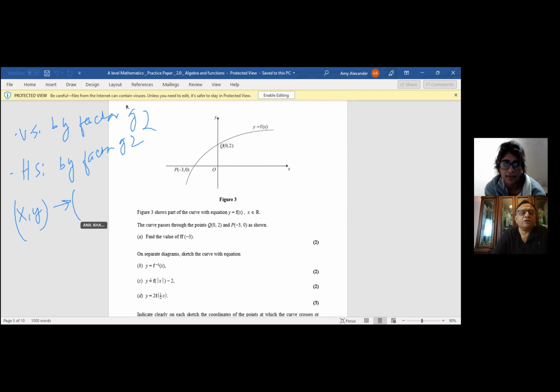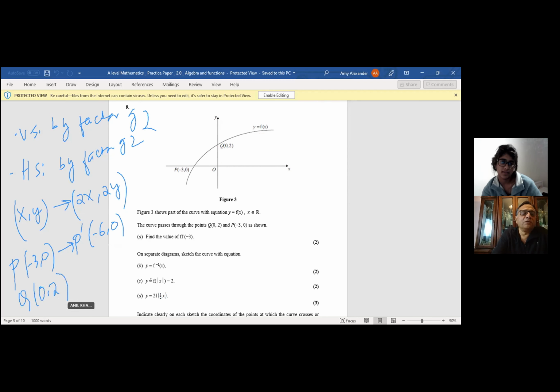So what is the horizontal stretch? There is both 2x and 2y. 2x and 2y. Oh, that's nice. I like that. Okay. So you know the points, right? P, which is minus 3, 0, will go to P prime, minus 6, 0, and Q, which is 0, 2, will go to Q prime, which is 0, 4. And that is it, right? So those are the 2 points. You just plot those 2 points.